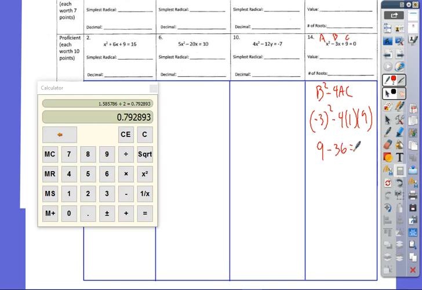9 minus 36 is negative 27. If we have a negative discriminant, that will give us zero real roots.